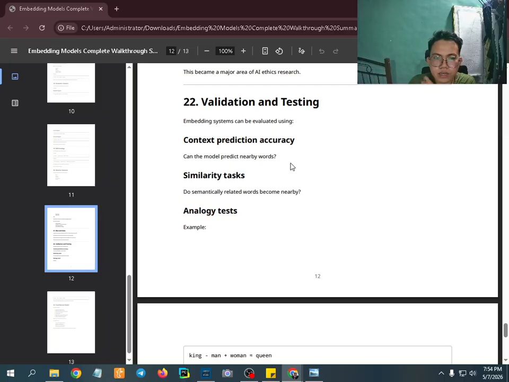We are actually validating whether the model can predict nearby words, like similar text, and whether semantically correlated words become nearby. For example, if you input a word that it has not seen before, or we input king, does it output semantically related words?